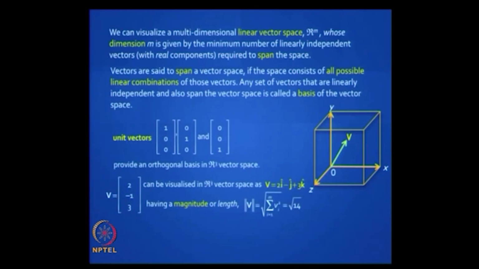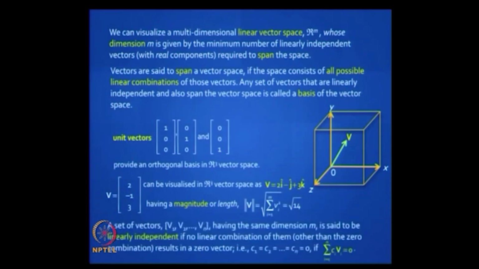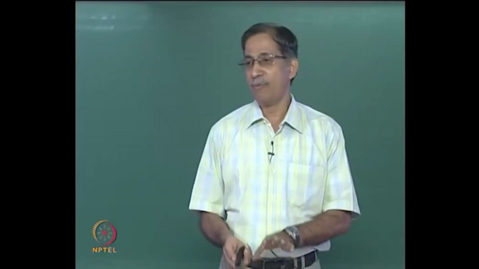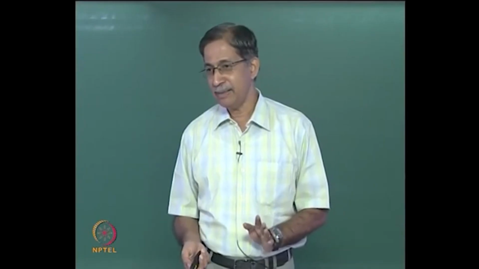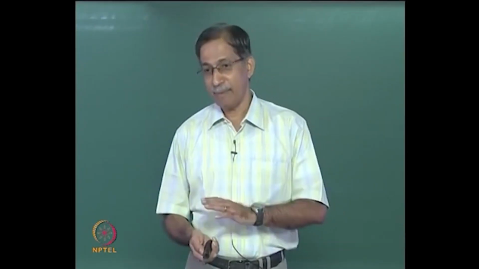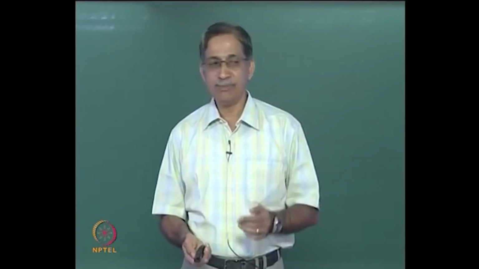Is it clear? So vectors are meaningful, and a set of vectors v1, v2 to vn having the same dimension m is said to be linearly independent if no linear combination of them other than the 0 combination results in a 0 vector. That is the proof whether you really landed up with linearly independent vectors, otherwise you have a problem because there is a correlation between vectors.